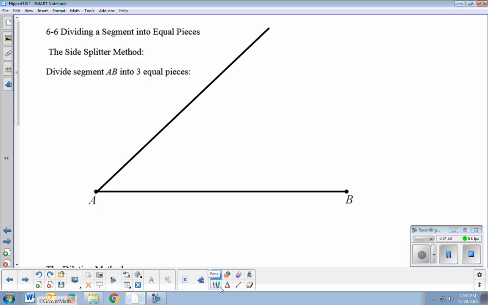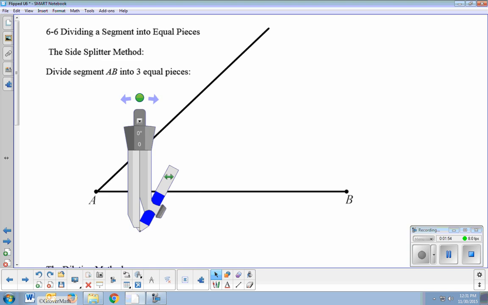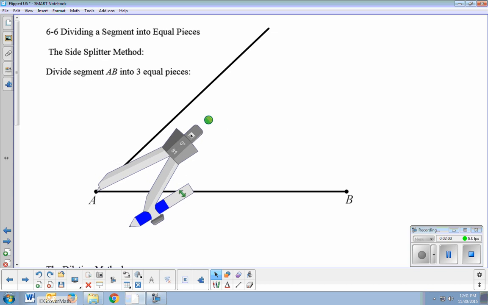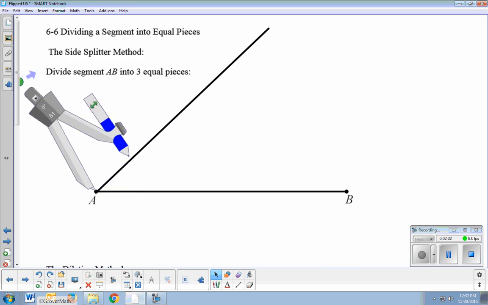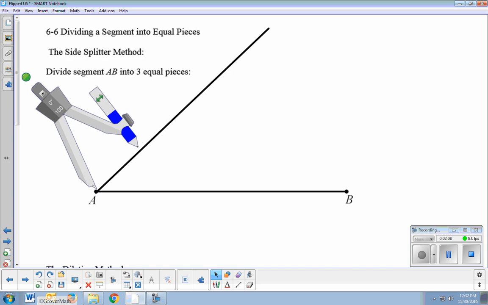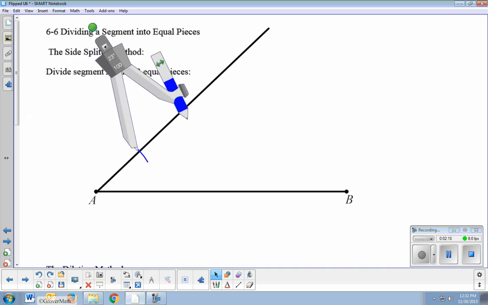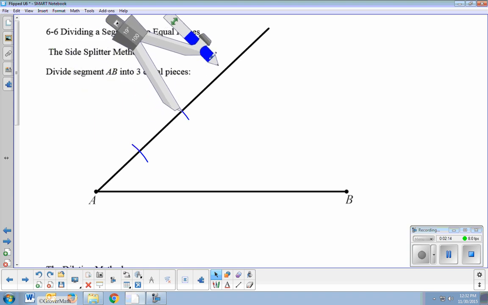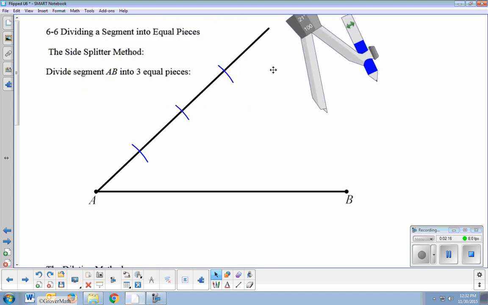And what we're going to do first is we're going to not divide, but we're going to split this auxiliary line into 3 equal pieces. And I'm just going to pick a length, kind of like I picked any random angle. Pick a length, something reasonable, something like that. And I'm going to do it in 1, 2, 3 pieces. And I'm going to have some extra off on the end, but that doesn't really matter.